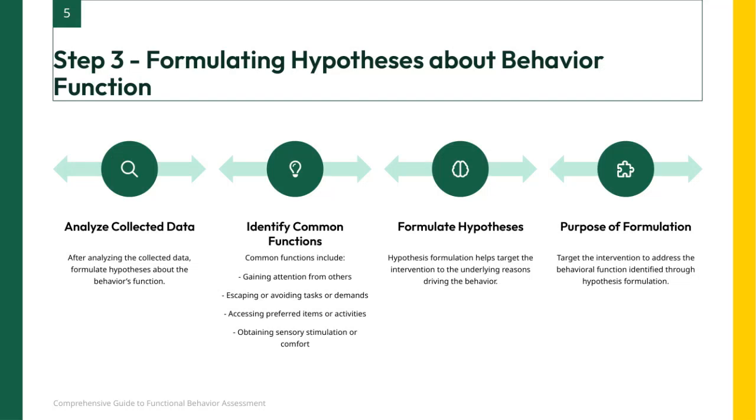Now that we've gathered data, the next step is to analyze it carefully to formulate hypotheses about the function of the behavior. Essentially, we're trying to understand why the behavior is occurring. Common reasons often fall into a few categories. The person might be seeking attention from others, trying to escape or avoid certain tasks or demands, aiming to access preferred items or activities, or looking for sensory stimulation or comfort.